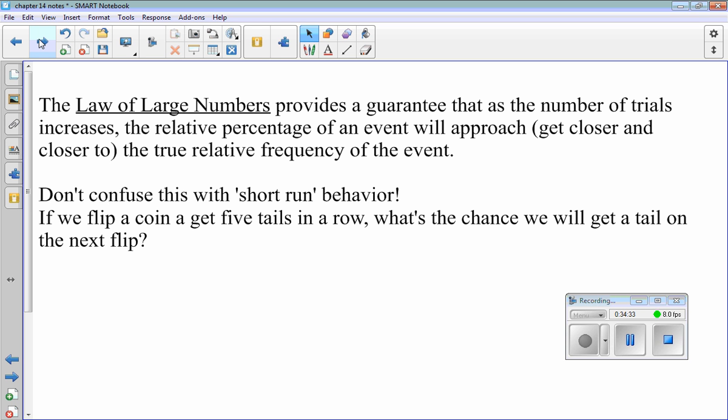Okay? Just don't confuse it with what we call short-run behavior. Remember, like the weather person, we're due for a storm, or we're due for a hard winter, it's been a while, or that doesn't really happen, does it? So don't confuse those two things. Okay.